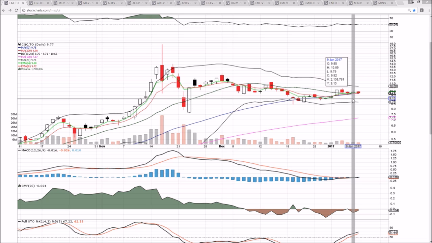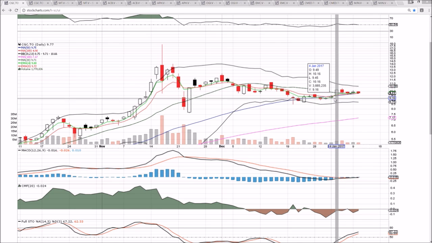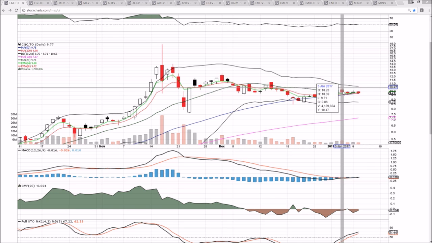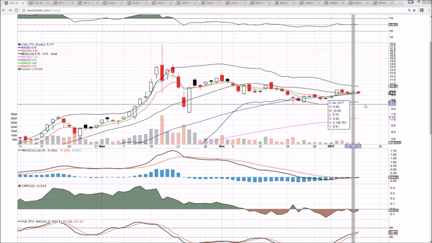We keep rejecting from $10 psychological resistance. We need to see the bulls turn $10 into support and then maintain it on the back test. So we closed above $10 here January 4th. Could not hold it on the back test. We lost that support, and now it's back as resistance. You can see the Bollinger Bands are getting tighter.